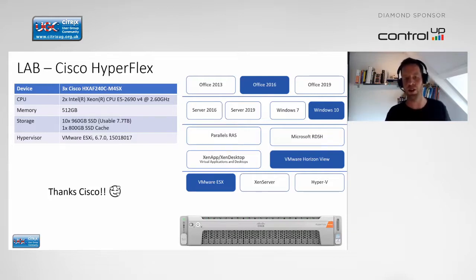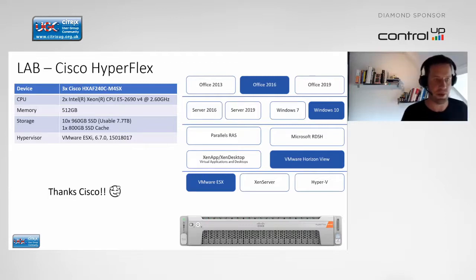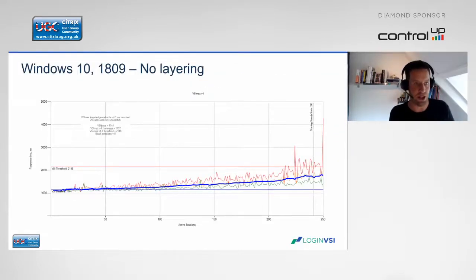In this case, it rolled to Horizon View with Windows 10 and Office 2016. I'm pretty sure that the results will be similar when you're using Virtual Apps and Desktops. However, make sure to double check that.